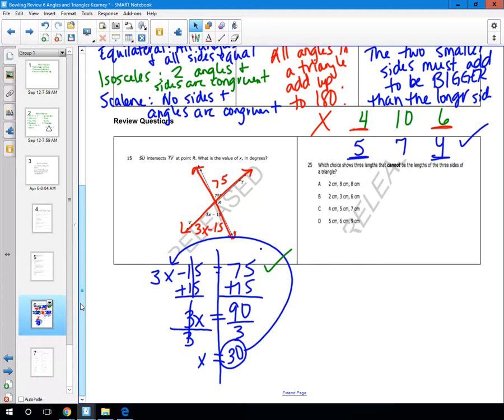Okay? So as you're working through these, remember, complementary angles add up to 90. Supplementary angles add up to 180. Vertical angles are across from each other and they're equal. All angles in a triangle add up to 180. The two smaller sides must be bigger than the longer side. And just know those different triangle names: isosceles, scalene, and equilateral. And I'll be calling you over to work.